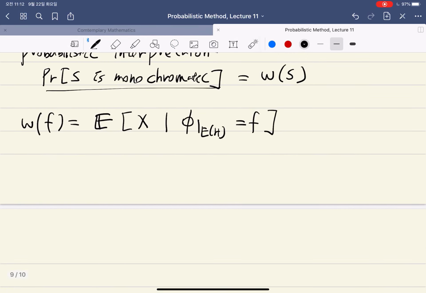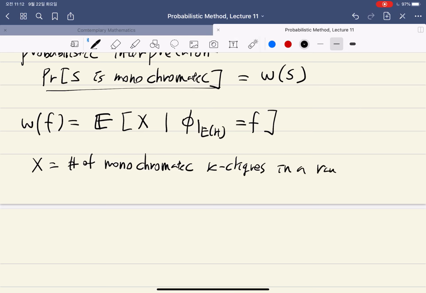So let's consider X, the number of monochromatic K-cliques in a random coloring pi, a random coloring pi of Kn. So this pi is chosen uniformly at random.